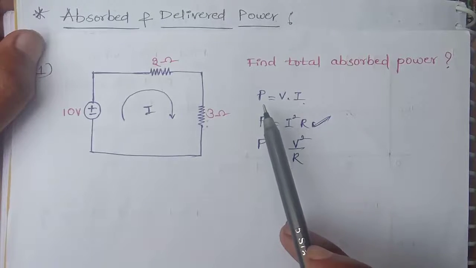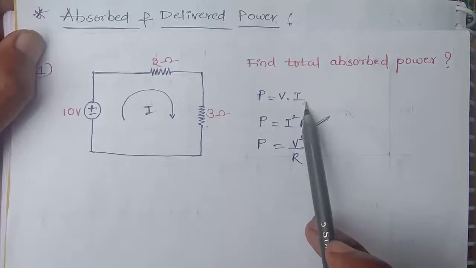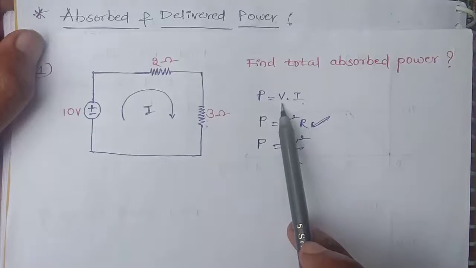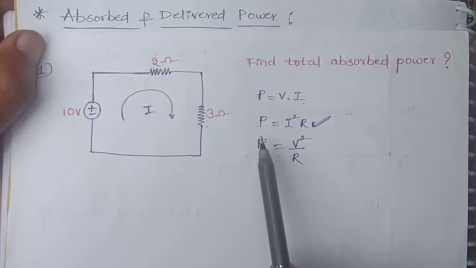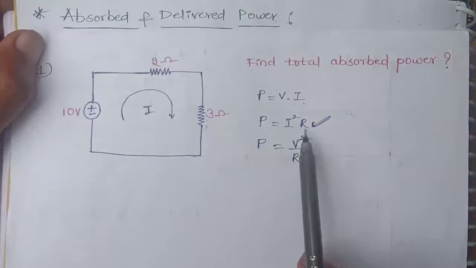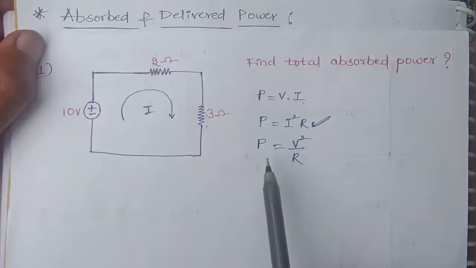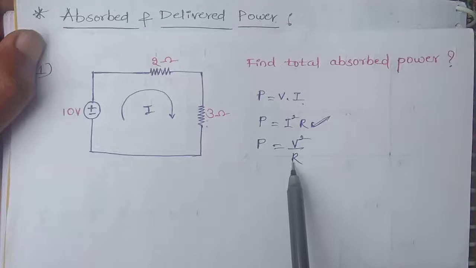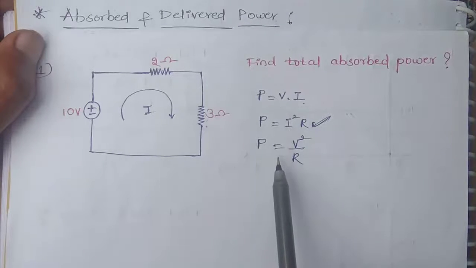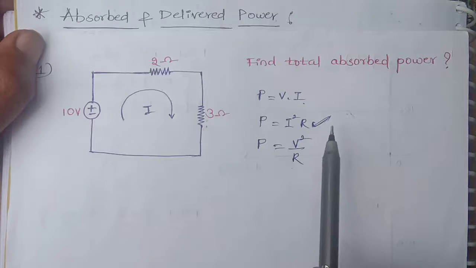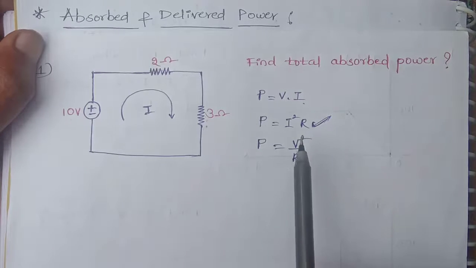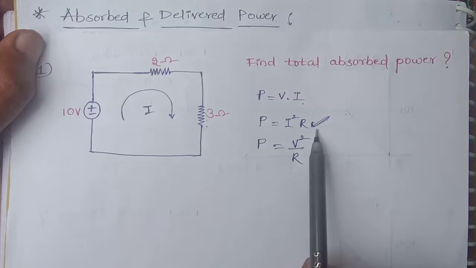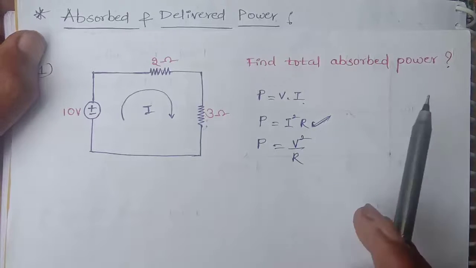Those are nothing but power is equal to voltage into current. That means P = V × I. We can also write P = I²R. We can also write P = V²/R. You can use any of these formulas to get the correct answer. Now I am going to use the second formula, that is P = I²R. Now look at my solution.